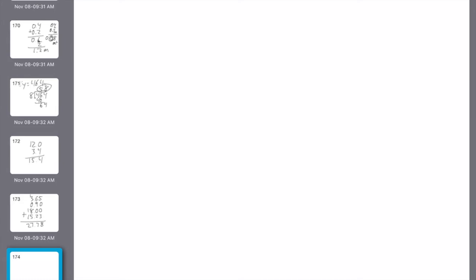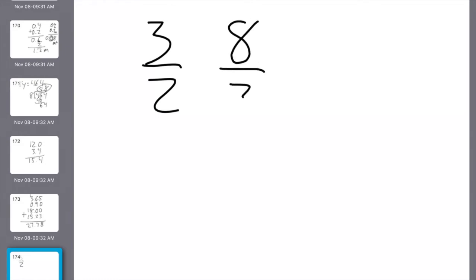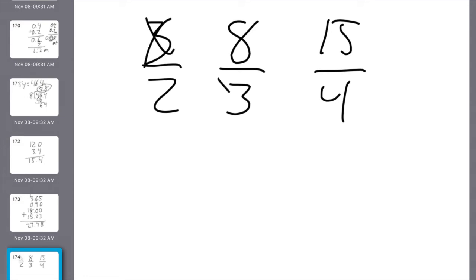22. We got multiplication. I need to make them improper. Multiply denominator times whole number and then add the numerator. So 2 times 1 is 2, plus 1 is 3/2. 3 times 2 is 6, plus 2 is 8, 8/3. 4 times 3 is 12, plus 3 is 15/4.